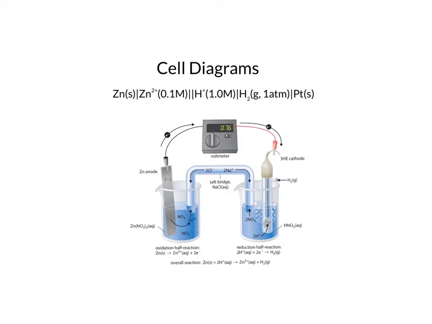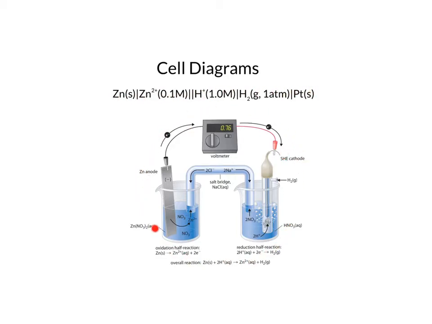Objective 5.2 asks that you be able to draw a galvanic cell or electrochemical cell from a cell diagram and vice versa. So in this picture we have an electrochemical cell, or a galvanic cell, and this is the cell diagram that goes with this electrochemical cell. In order to translate this picture into this diagram, we need to understand what this picture is telling us.